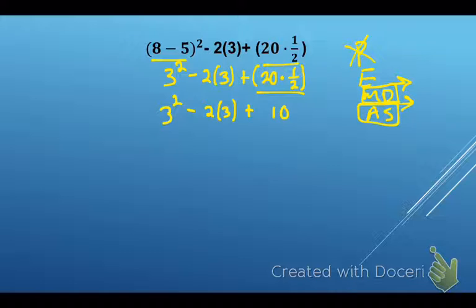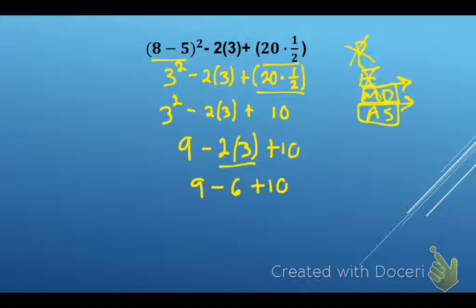Do I have an exponent? Absolutely, I do. 3 squared is 9. 9 minus 2 times 3 plus 10. Do I have any more exponents? No, so I can move on to multiply and divide. Do I have any multiplication? Absolutely, 2 times 3. 2 times 3 is 6, so I have 9 minus 6 plus 10.